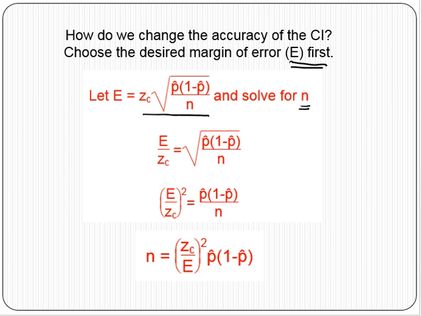Doing a little algebra, the first thing I'm going to do is divide by my Z confidence value. Then I'm going to get rid of my square root by squaring. When you do all of the math, and this is all of the algebra from there to there, you get that n, which is the appropriate sample size, is the Z confidence value divided by the margin of error, squared, times p hat times 1 minus p hat. So that is going to be our sample size formula.